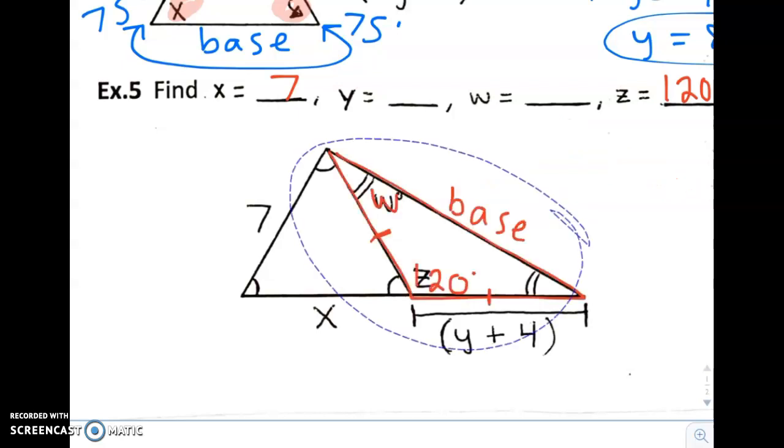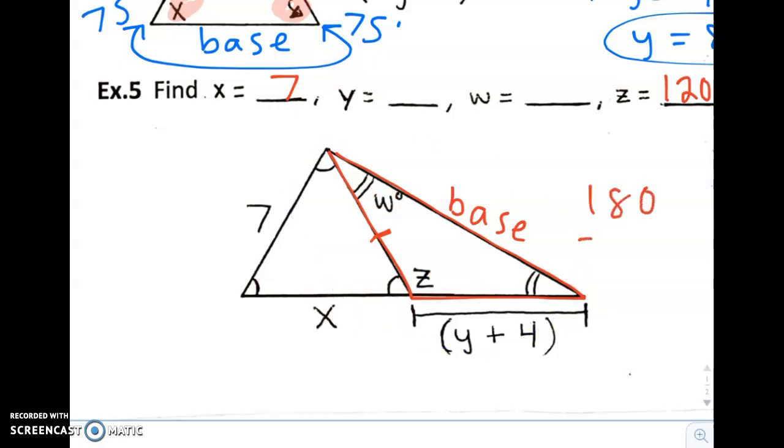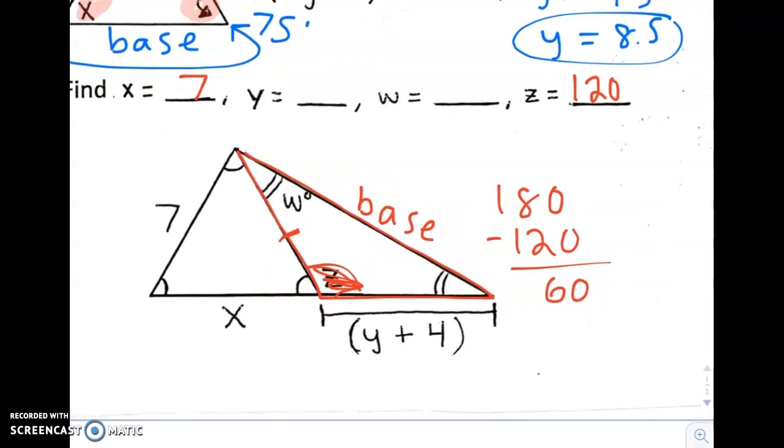So, that being said, to find w, I'm going to take 180, subtract off that 120 that was right here. I get an answer of 60, so that means these two base angles have to share 60, so that means I'm going to get 30 for each of them. So w has to be 30.